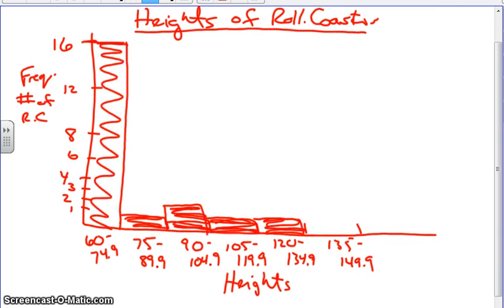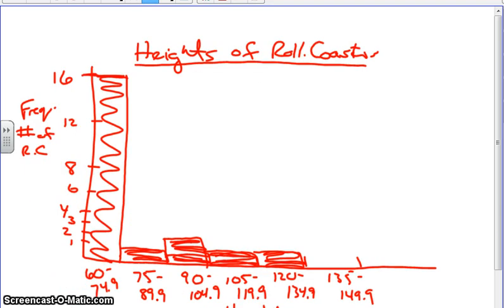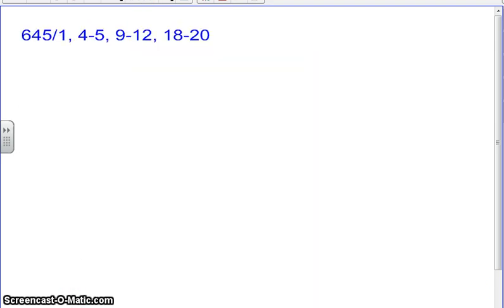Okay, so here's our histogram, and it has the same data that this histogram has. So which of these do you prefer? Do you like ours? Who likes ours? Who likes this one better? It has a little more detail, so you might like it better. Okay, here you go. Have fun.